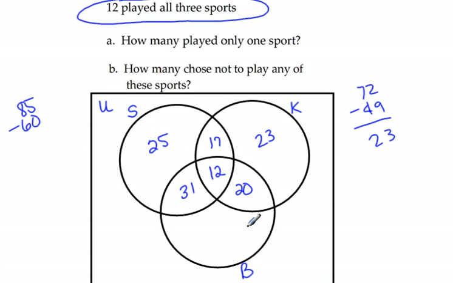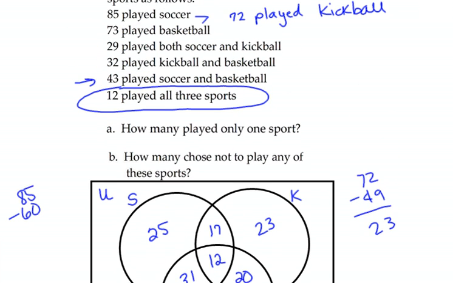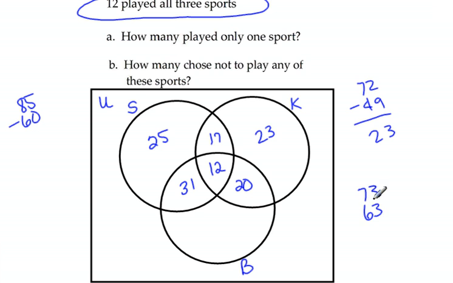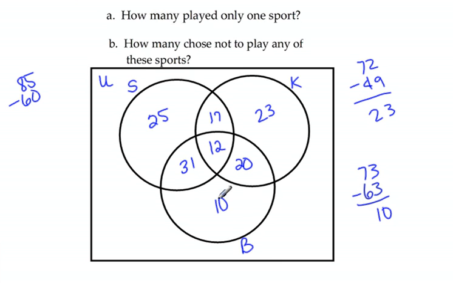And then finally, we want to finish up the region of all the students playing basketball. Right now we have 31 plus 12 plus 20, which is 63 total. And then the total number of students who played basketball was 73. So 73 minus 63 leaves me with 10 more that are in that region of students who played only basketball.